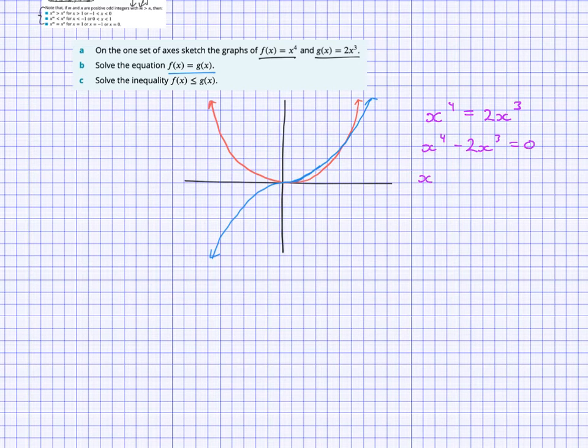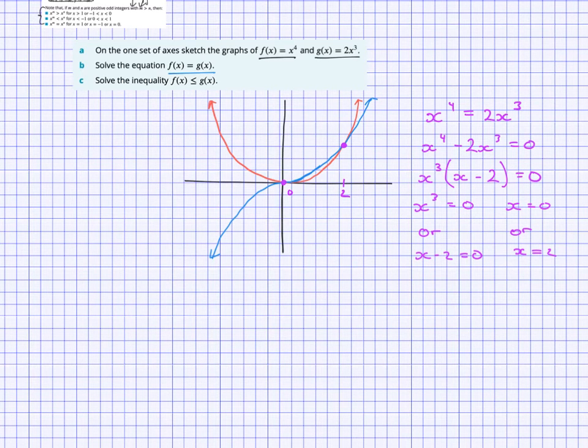Factorize both terms and you get x cubed times x minus 2 equals 0. So now I know that x cubed equals 0, or x minus 2 equals 0. So this gives me x equals 0, or x equals 2. So the intersection points are here, which we knew, the point of inflection and the turning point are the same spot, and x equals 2, which is here. So I'll label that. This is 0, that's 2.